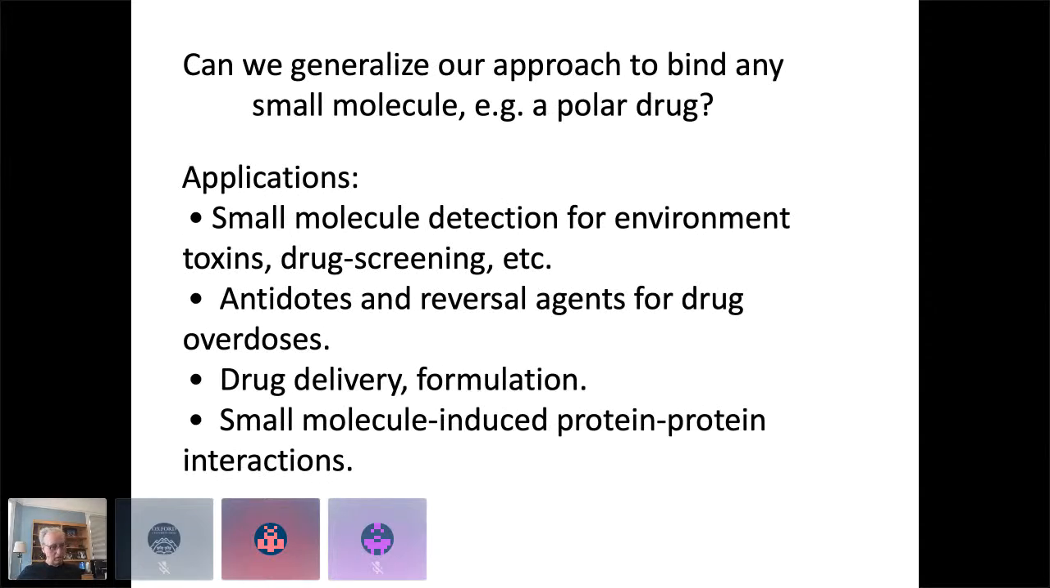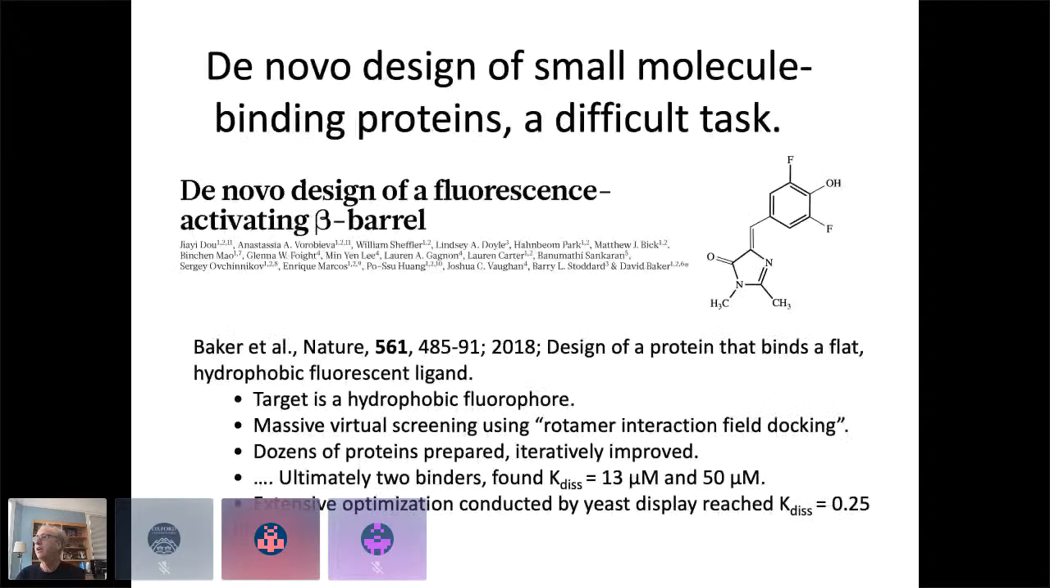So now, can we generalize this to any polar drug? I think you notice that the features we've looked at now involve metal ions with a high affinity for the ligand, and also flat cofactors. But could we design a protein to bind any polar small molecule, especially ones that are highly functionalized? If we could, we'd have potential applications as toxins, antidotes, or reversal agents for drug overdoses, drug delivery, and small molecule-induced protein-protein interactions.